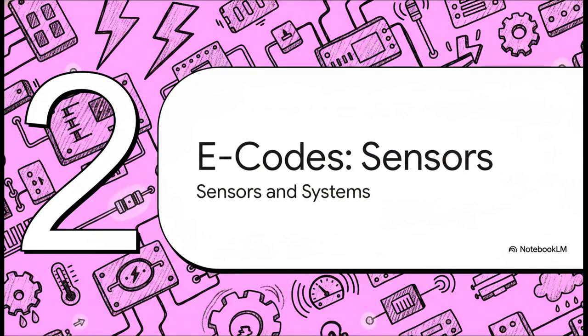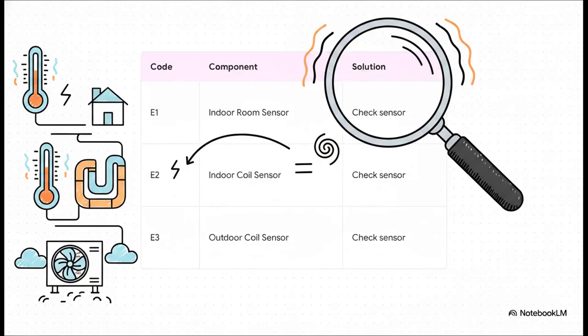Section 2, E codes: error sensors and systems. Let's move to our first major family of errors. The E codes generally indicate an electrical communication fault or some kind of sensor issue somewhere in the system. Notice how logical the system actually is once you break it down. The crucial point to take away here is that E1, E2, and E3 are basically identical issues. They all indicate that a temperature sensor has an open or short circuit.